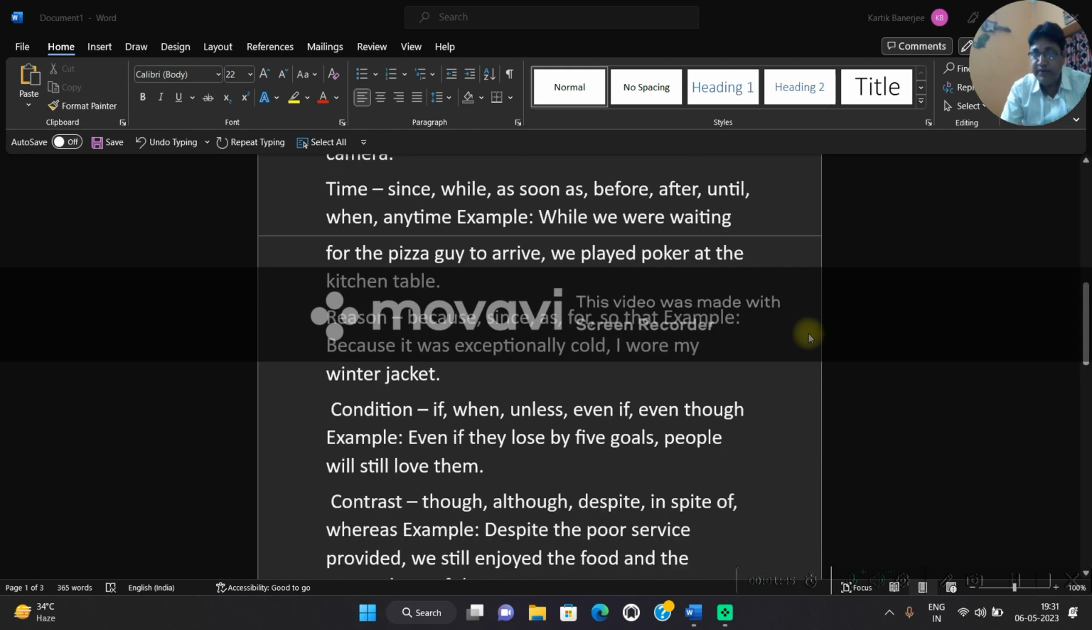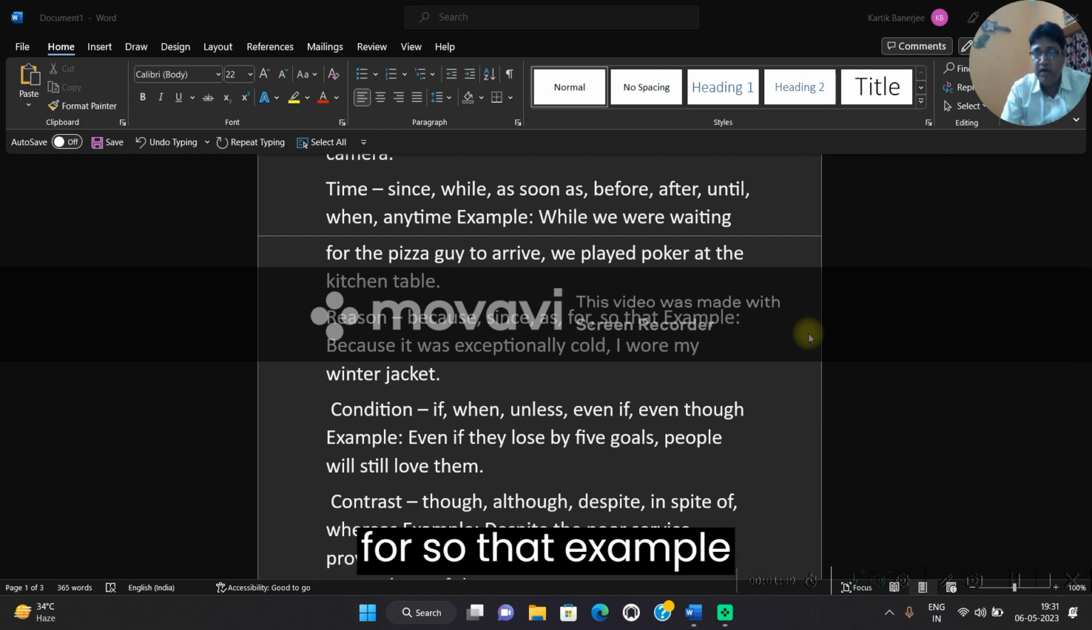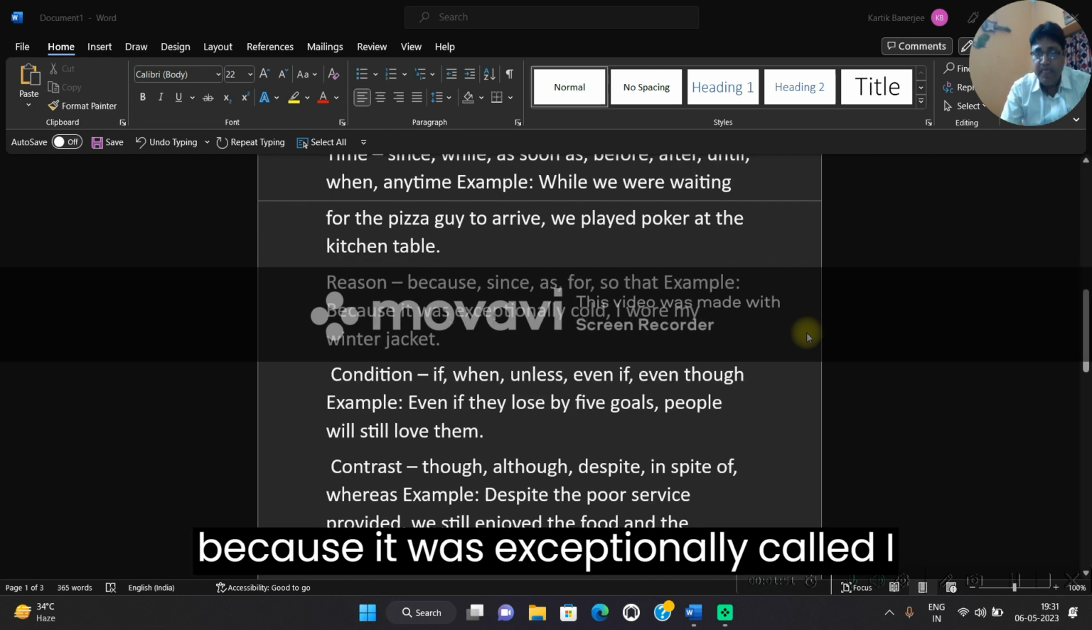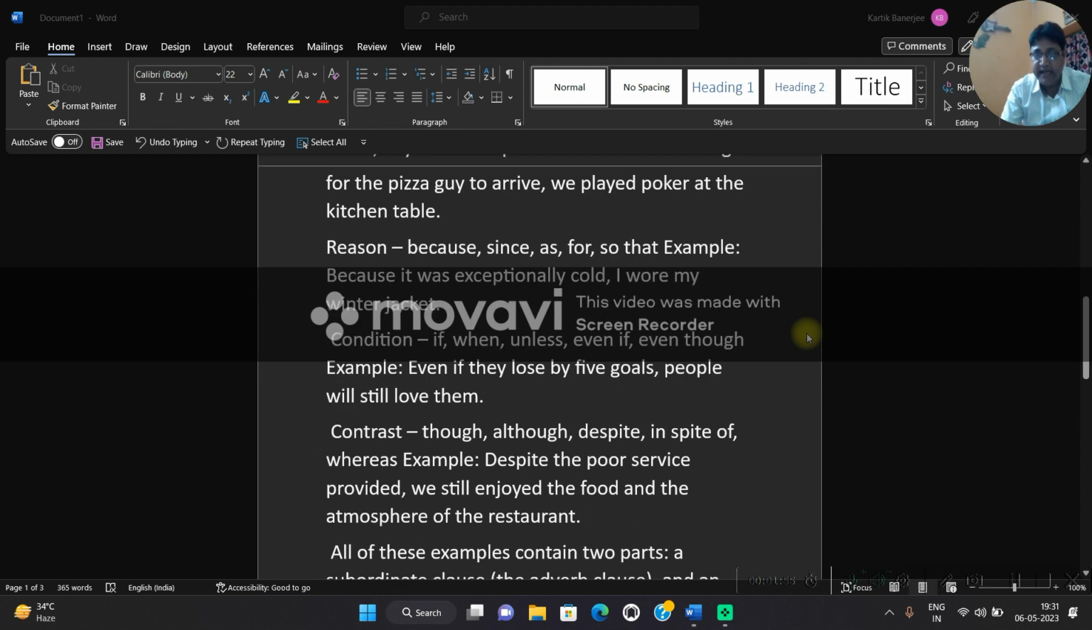Adverb clause of reason. The conjunctions used are because, since, as, for, so that. Example: because it was exceptionally cold, I wore my winter jacket.